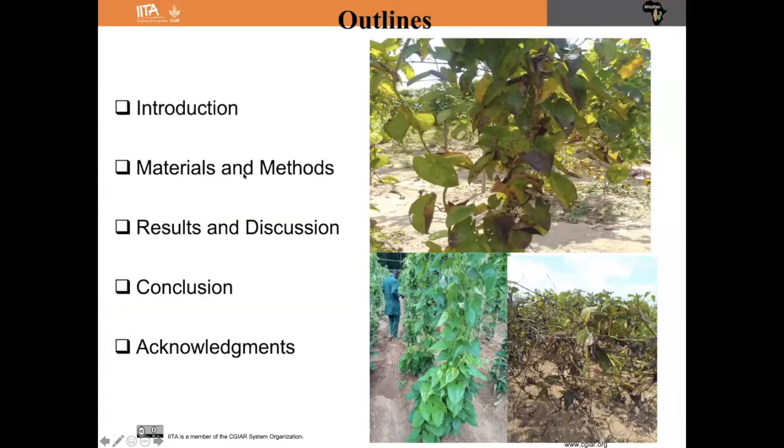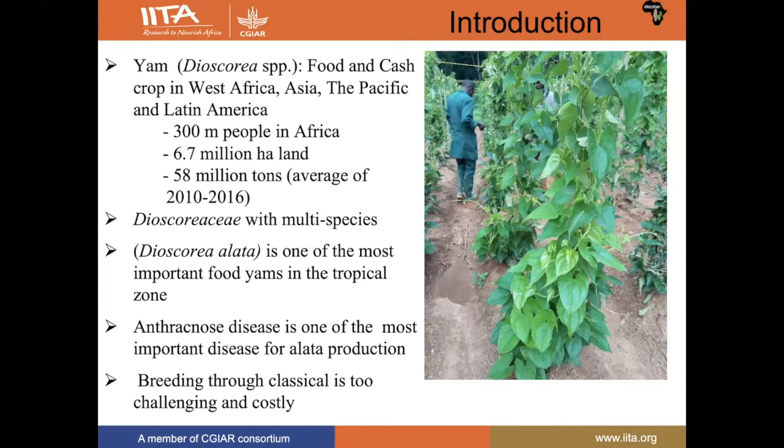As you can see here, Anthracnose is a very deadly disease for yam production, especially in West Africa, around June, July, where the humidity is very high. Here you can see a resistant plant, and here is where the disease is very high, and it can lead to 100% yield loss.